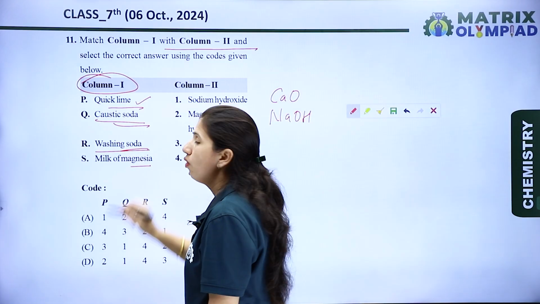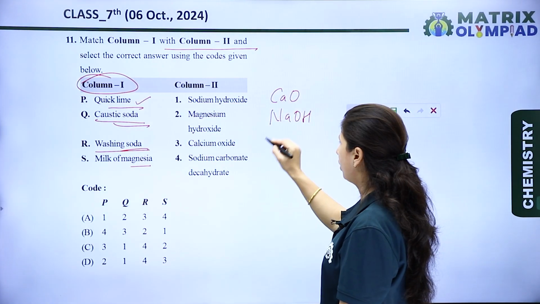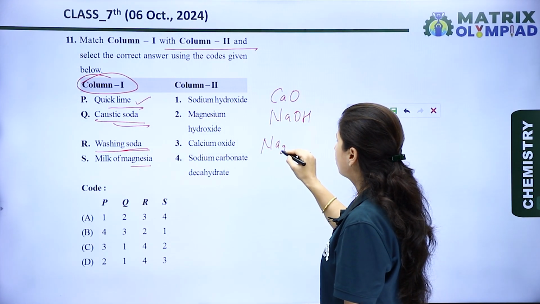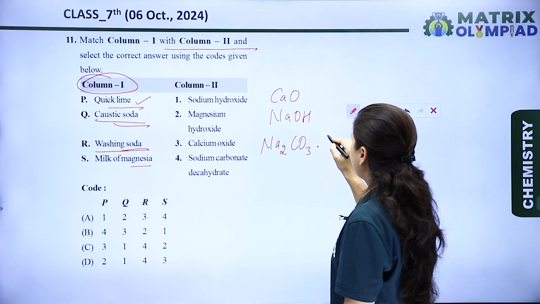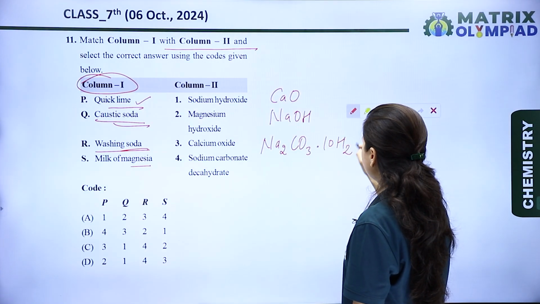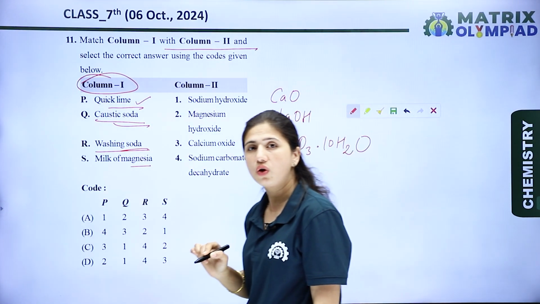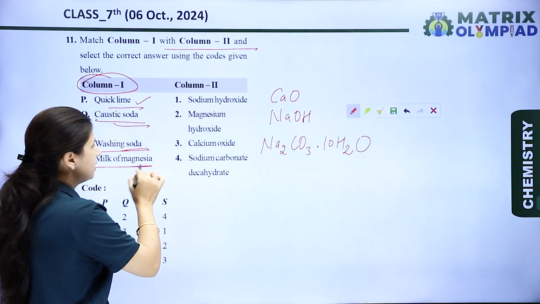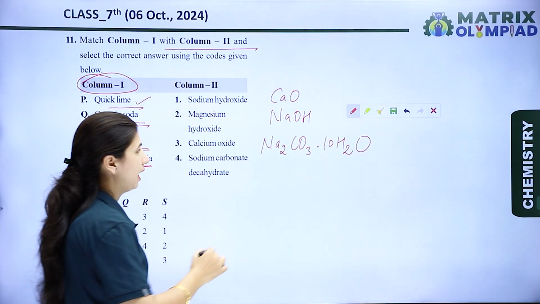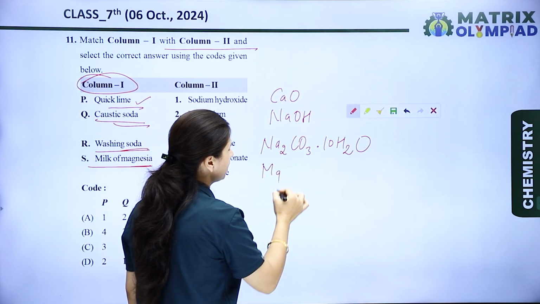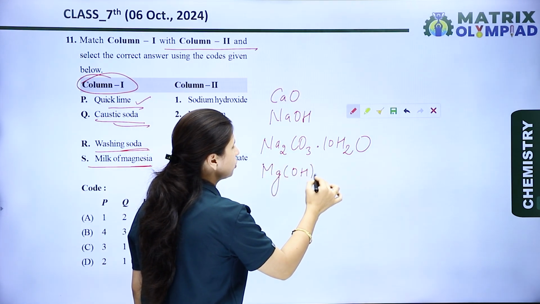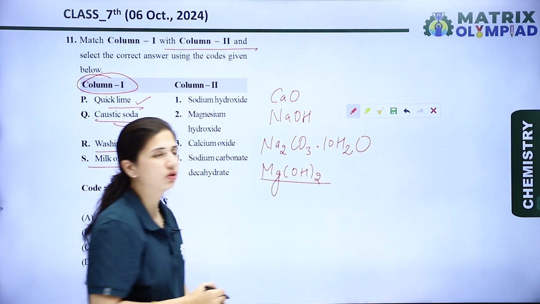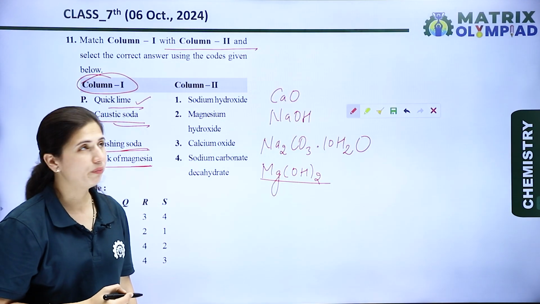Now the next is washing soda. Washing soda is sodium carbonate decahydrate, means Na2CO3.10H2O is known as washing soda. And the last is milk of magnesia, and the formula of milk of magnesia is Mg(OH)2, means magnesium hydroxide is known as milk of magnesia.